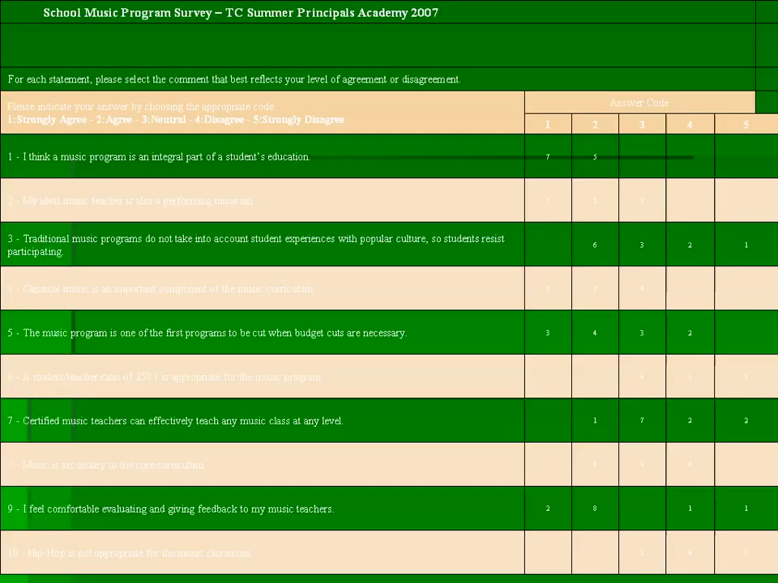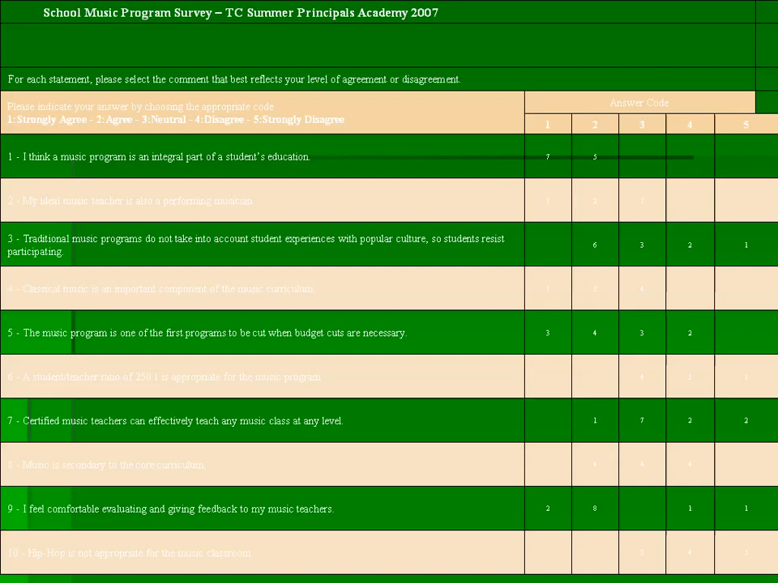Here's an example of an attitude scale that was developed at TC, administered to people attending the Summer Principals Academy in 2007. And I think you can read at least the statements in the green part of the slide. And you can get a sense, this is actually the culminating data sheet, so the numbers in the columns actually represent how many principals responded in a particular way.